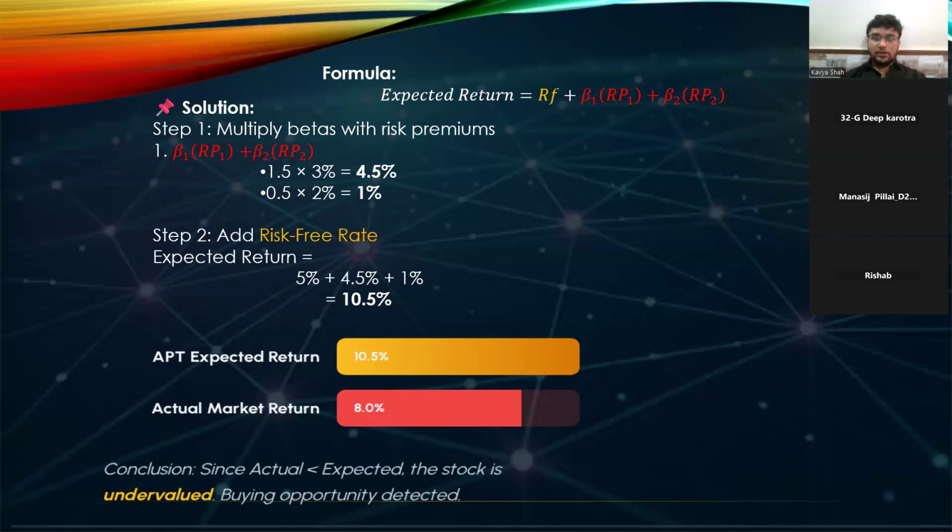So the calculation of APT shows the expected return is 10.5% and the market return is 8%. Conclusion: since the expected return is more than the actual return, the stock is undervalued and the investor may buy it to earn suitable profit.